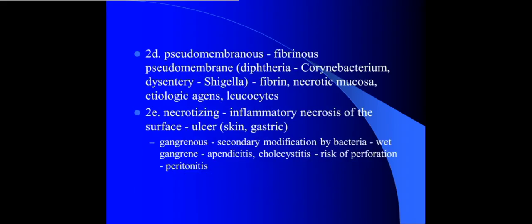Clear? Pseudomembranous. In this, what happened? Pseudomembranous is the example of diphtheria, Corynebacteria. In this, fibrin, necrotic mucus or etiologic agents are present. The number of leukocytes will be increased. Necrotizing: in this, inflammatory necrosis of the surface. Ulcer. Example is ulcer, right?